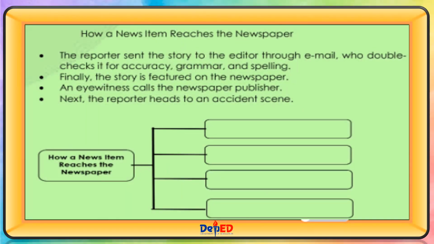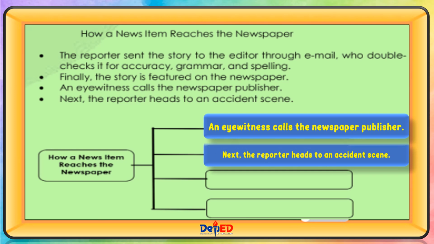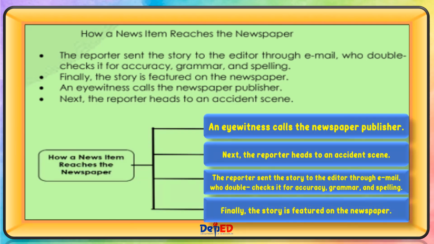How a news item reaches the newspaper. An eyewitness calls the newspaper publisher. Next, the reporter heads to an accident scene. The reporter sent the story to the editor through email, who double-checks it for accuracy, grammar, and spelling. Finally, the story is featured on the newspaper.